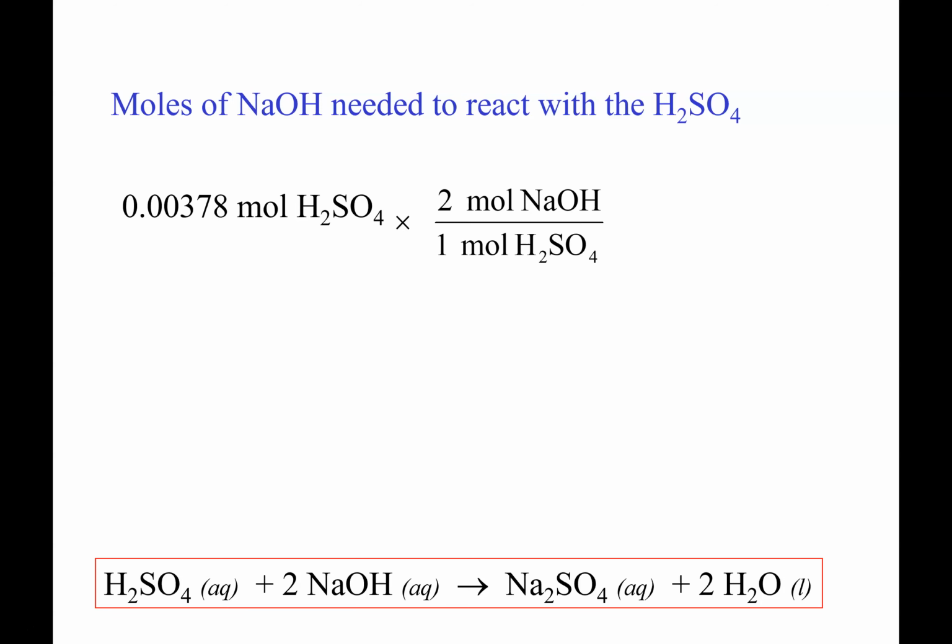I'm totally digging that. So the 2 and the 1 bring no uncertainty, so you're still looking at 3 sig figs. That means the moles of NaOH I get are 0.00756 moles of NaOH. So that's step 2 of 3.